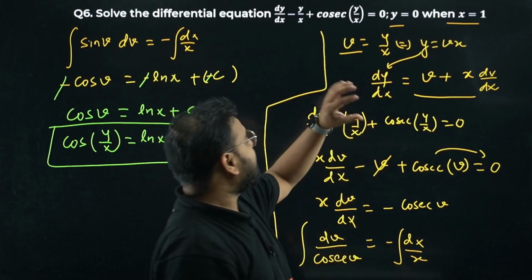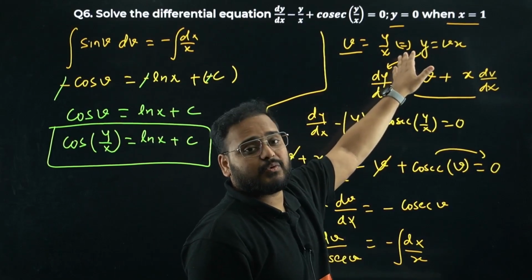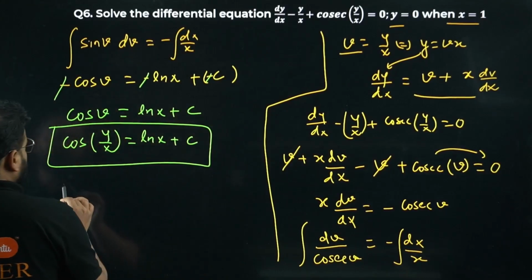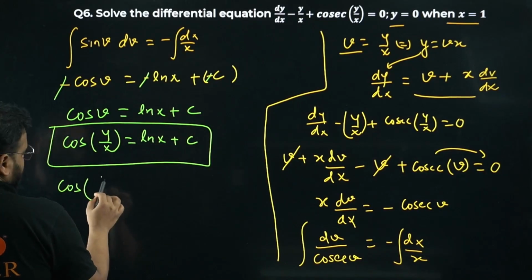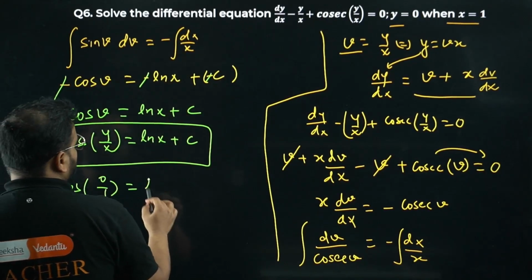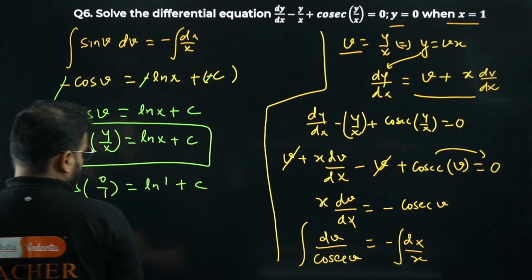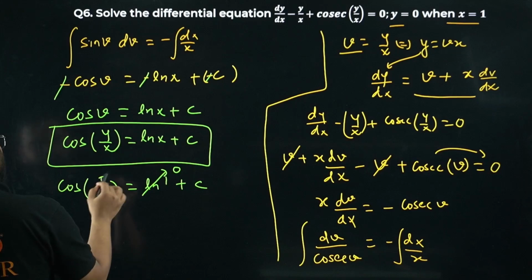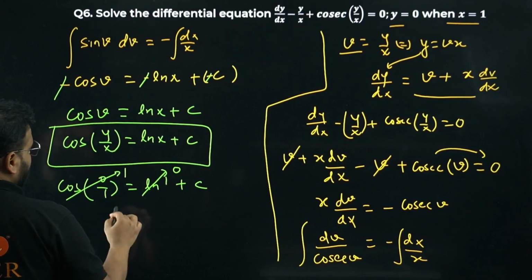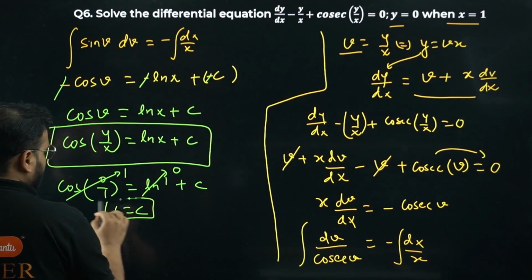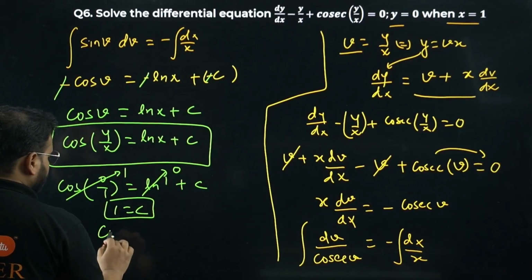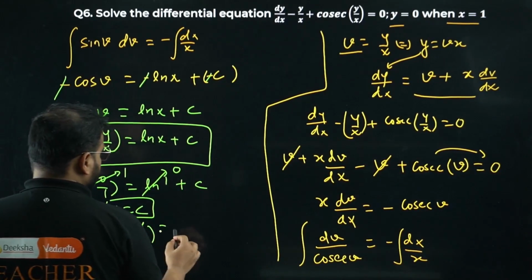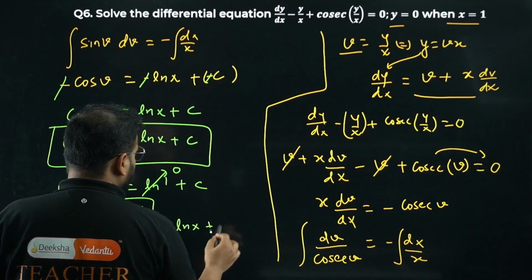They're asking us to find the value when x is 1 and y is 0. Okay, so let's do that. X is 1, y is 0. So cos of 0 by 1 equals ln of 1 plus c. ln of 1 is 0. Cos of 0 is 1. So I'm getting here 1 equals c. So my final answer will become, have a look, cos of y by x equals ln x plus 1.